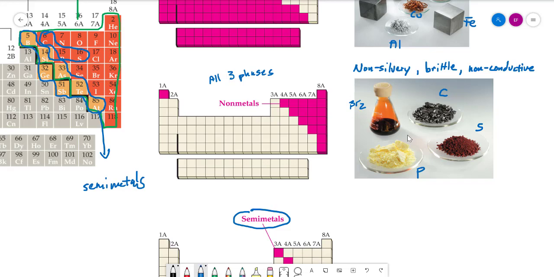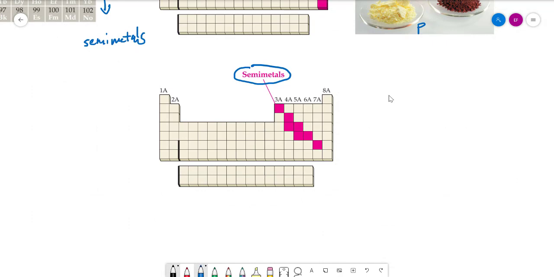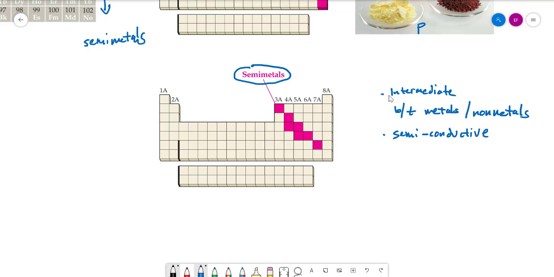Okay. And last here we have the semi-metals. I don't have any pictures of these. These are some of the most interesting elements, honestly, commercially especially. These have properties that are, as you'd imagine, intermediate between metals and non-metals. So they are what we call semi-conductive, which means that they conduct electricity, but in only certain circumstances. And most of them are silvery.